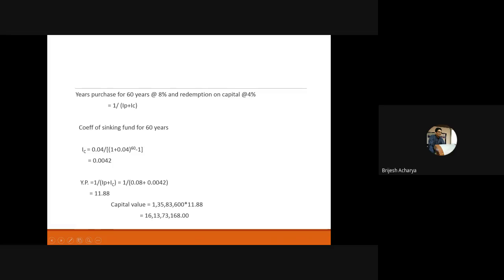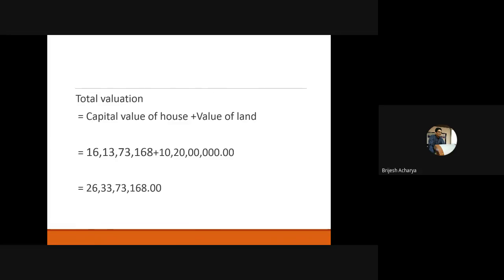This example shows you how the valuation of a cinema house can be carried out, but I forgot to add the value of land also. So that is the capital value of the house, 16,13,73,168, plus the value of land as 10 crore 20 lakhs. So that gives me 26 crore 33,73,168 rupees, right? So this is the value of the particular cinema house.